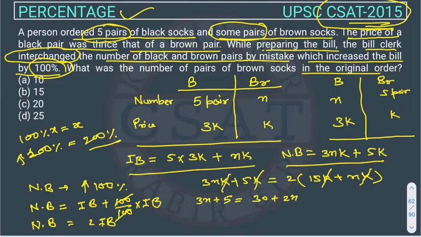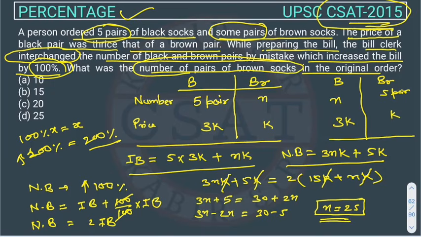2n will come this side, 5 will go this side. So 3n minus 2n is equal to 30 minus 5. So n will be 25. So what is n? The number of pair of brown socks. So what he's asking? The number of pair of brown socks. So we got this. This is 25. So what will be the answer? Answer will be option D, right?